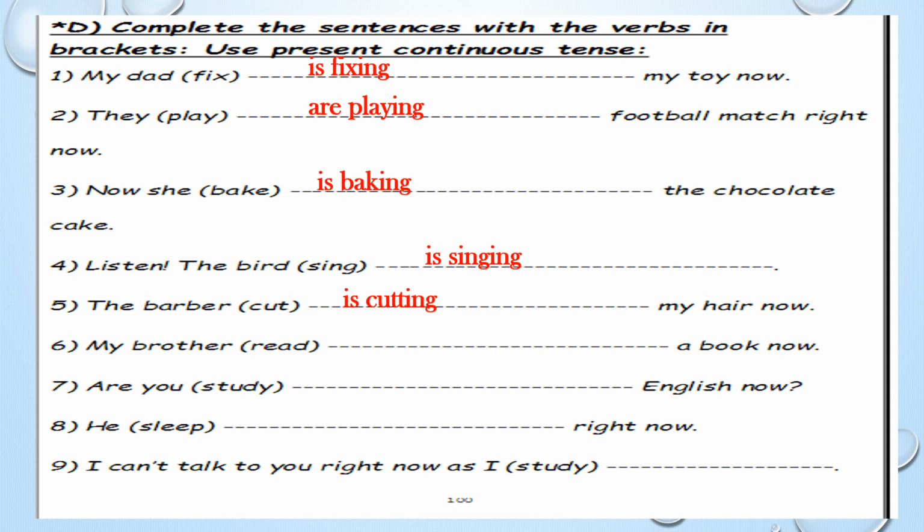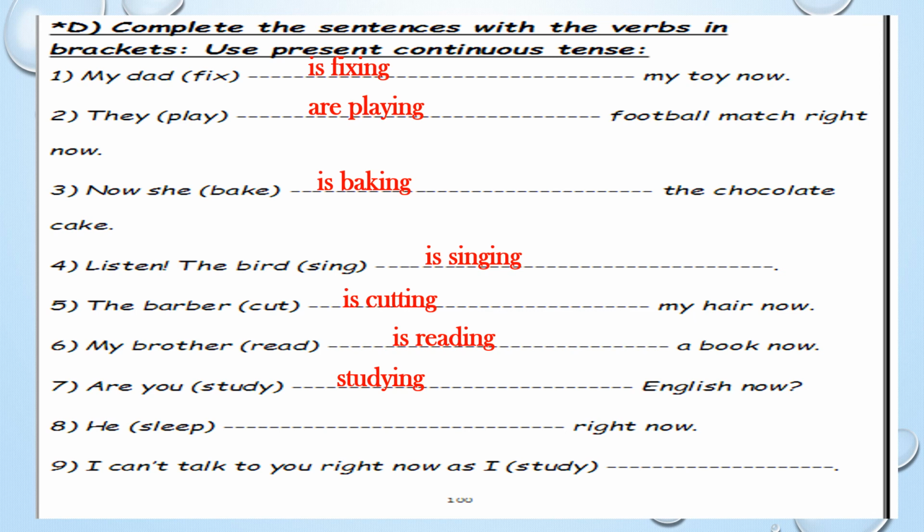Number 6, my brother read a book now. My brother is a singular noun, so we put is, and read we are going to add ing. Of course, D is a consonant sound, and before it we have two vowel sounds, so we don't double the D, just put ing. Number 7, are you studying English now? It's a question and we have are at the beginning, so we are going just to add ing to study to become studying.